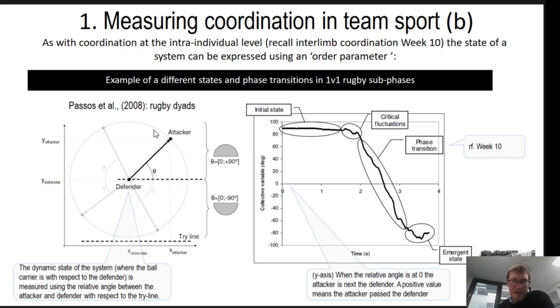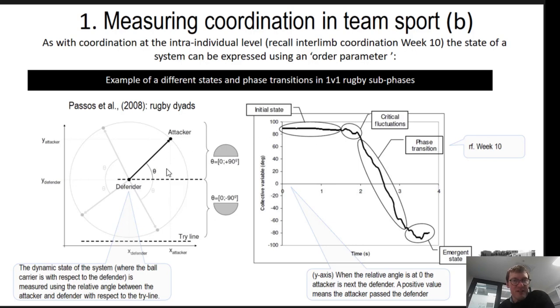If the attacker was next to the defender over here, you'd have a value of 0, right? If they get into here, you're getting into negative. They then would flip the values so that if the attacker's on the other side of the defender, closer to the try line, then we'd have a negative 90 degrees. So these angle values indicate the state of the system. Okay.